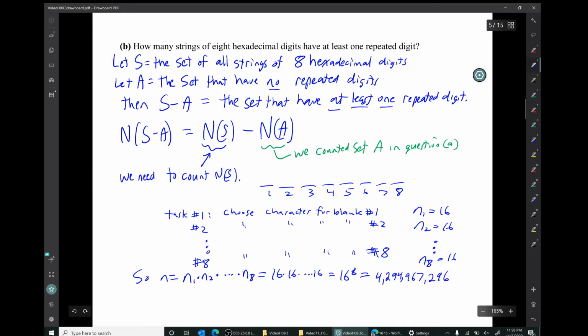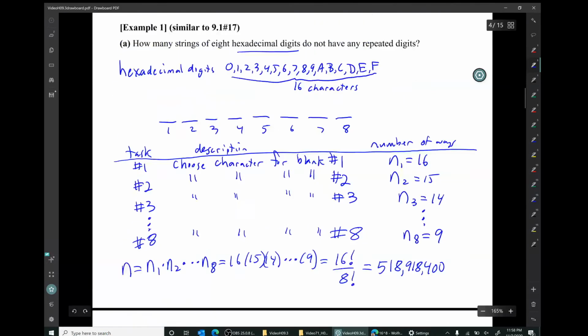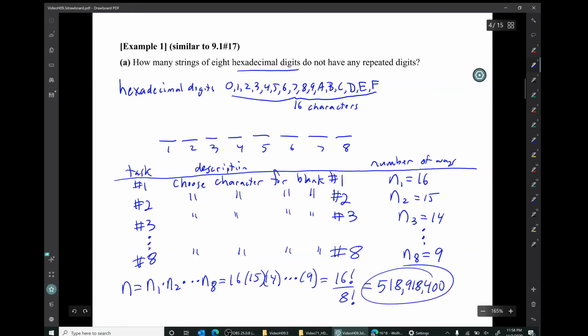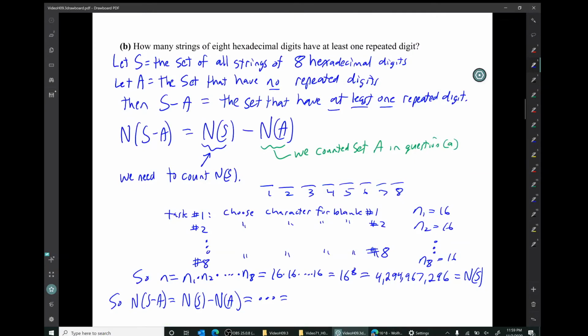So that's the crazy big number. That's the number of elements in set S. So what we need to compute now is the difference, the number of elements in set S minus the number of elements in set A. So I'm going to subtract the number from question A from the number that we just found. And the result is that crazy big number. Let's go on.